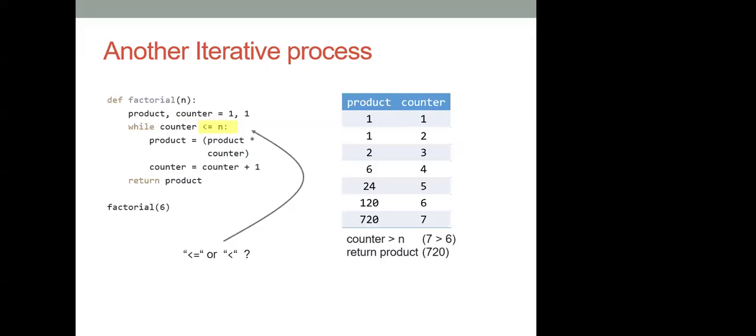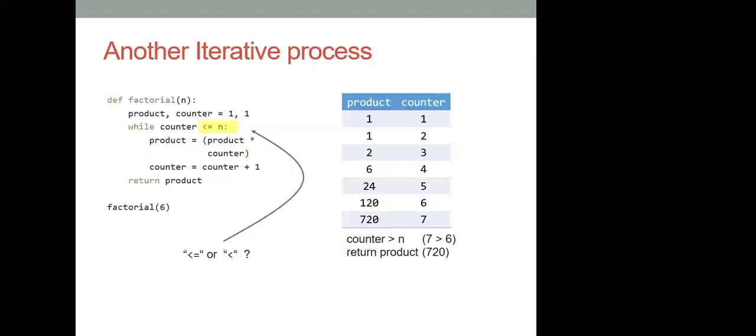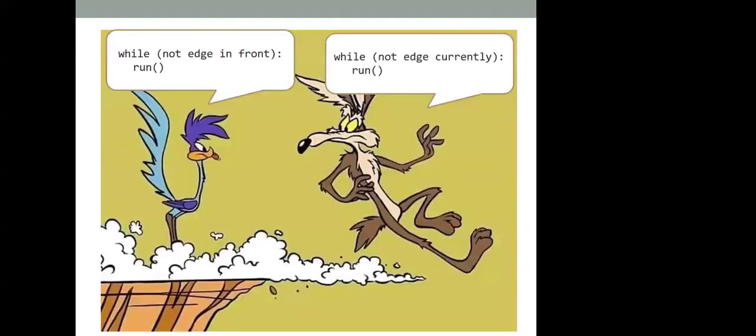What is the boundary condition? For example, this one, do you stop while not in the edge in front, or while you are not in the edge, stop? Because if you do the Foxy things, I forgot his name, while not edge currently, I run. Even the last step, I still run and run out of the cliff and fall down.